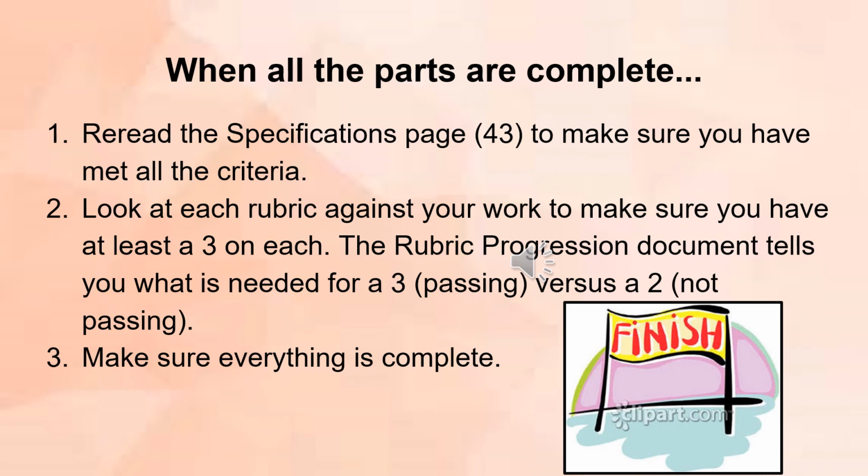Finally, when all of these parts are complete, you want to make sure you just reread the specifications page to make sure you've met all of the criteria that's in your handbook. You want to make sure that you look at each of the rubrics for this task to make sure that your work looks like a level 3, at least a level 4, even better. And the rubric progression guide can help you with this. That's on your Blackboard course as well.